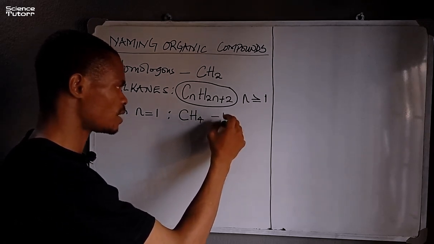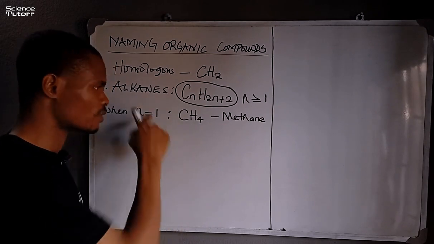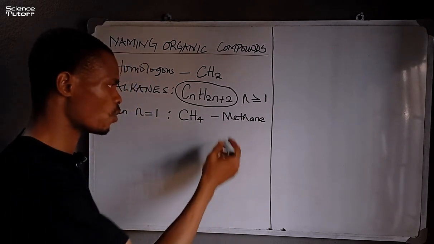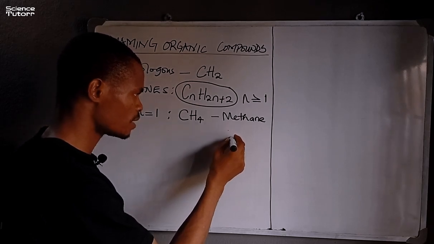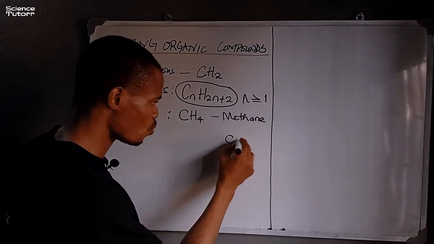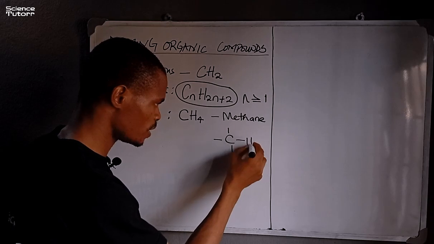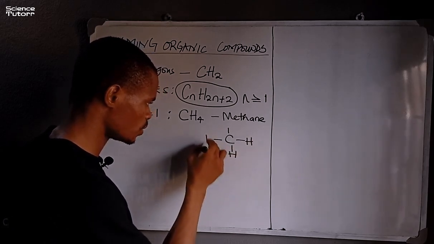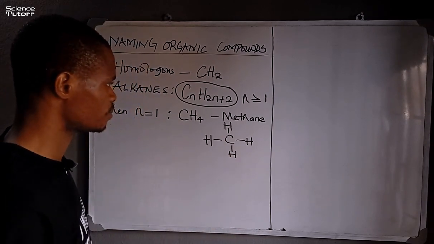CH4 is simply called methane. That is the first member of the alkanes. The structure can be drawn in this manner: one carbon bonded to 4 hydrogen atoms, 1, 2, 3, 4. Each of these represents a hydrogen. So this gives us the structure for methane.